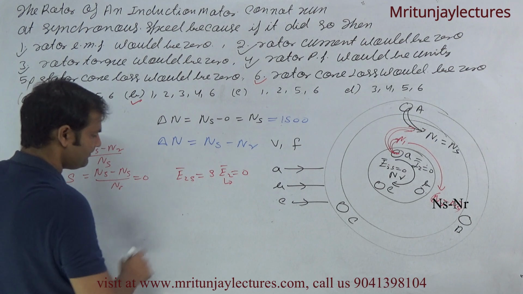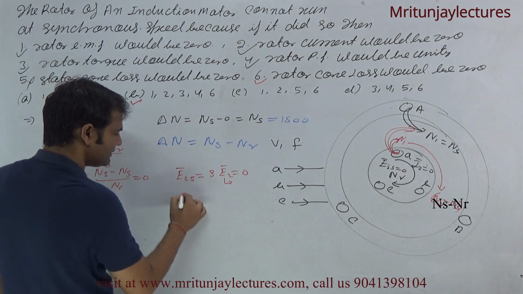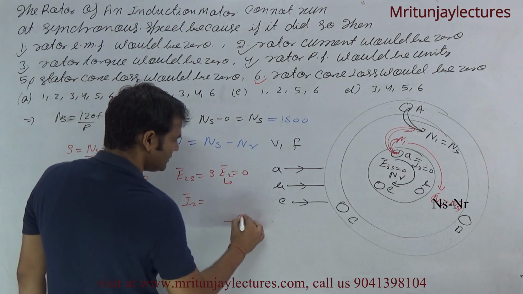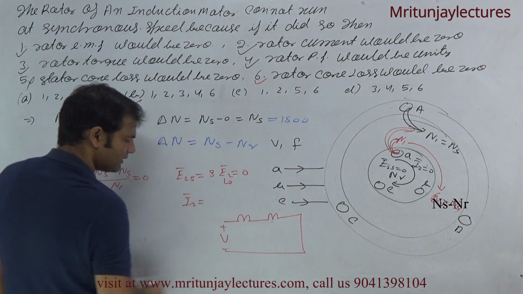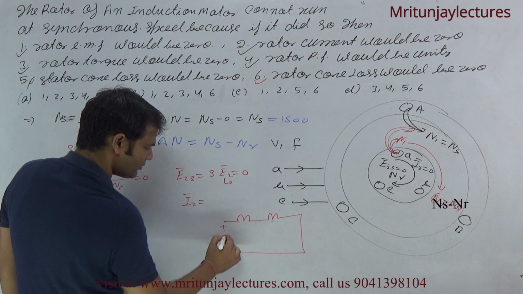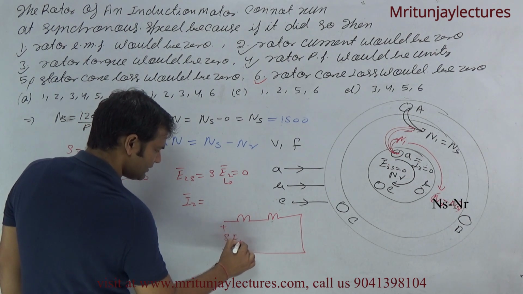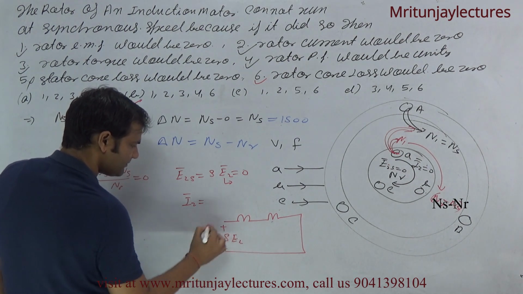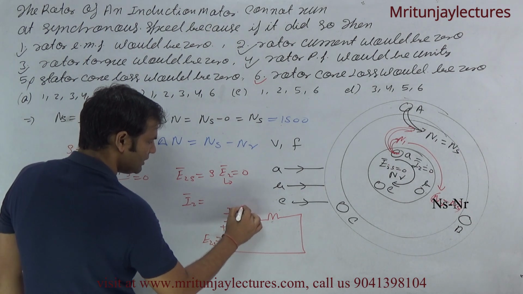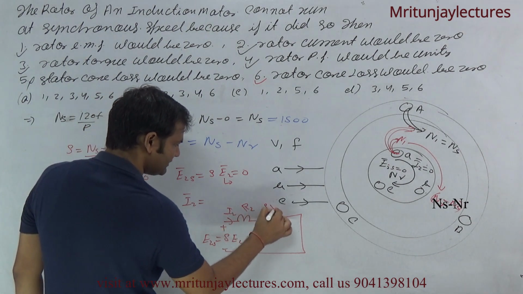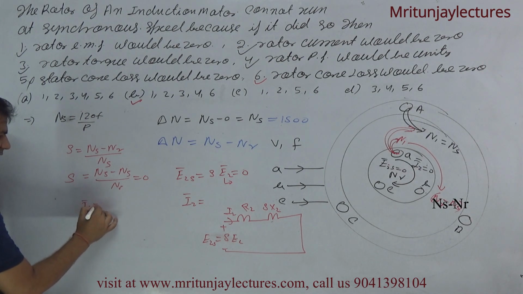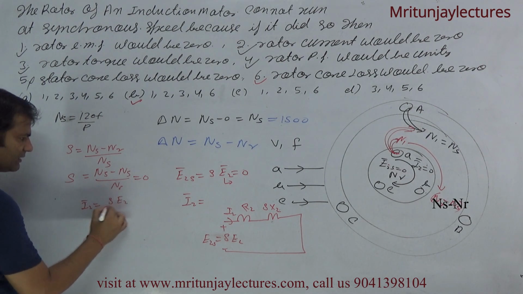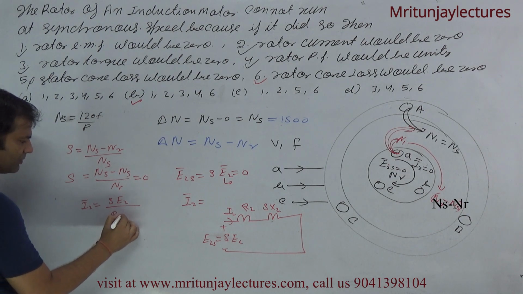Now another way, what about current I2? If any doubt, then make the circuit like this one, on the rotor side, that is E2S, that is I2, and this one is R2, and that is X. Okay, so I2 is written as SE2 divided by R2 plus jX.